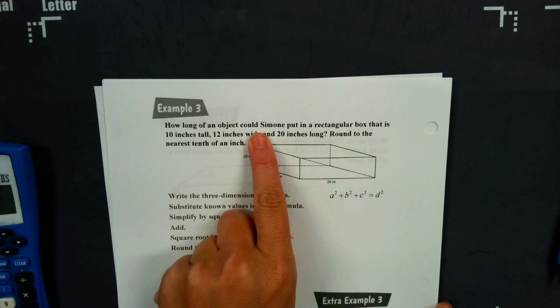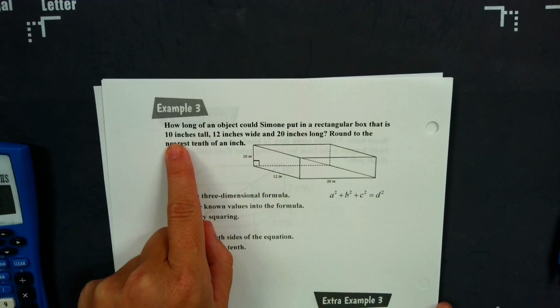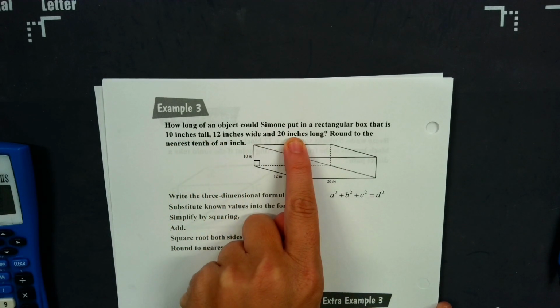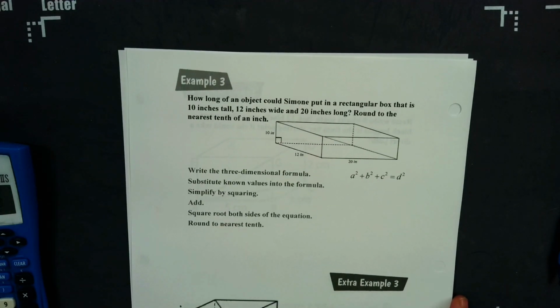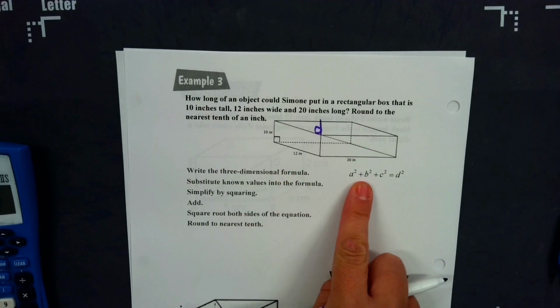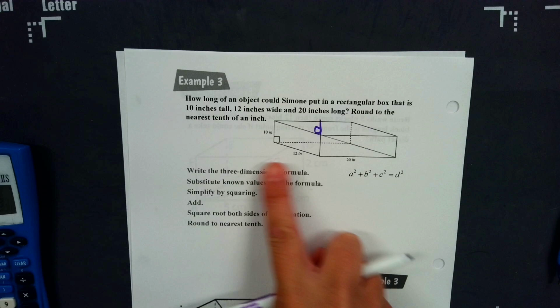How long of an object could Simon put in a rectangular box that is 10 inches tall, 12 inches wide, and 20 inches long, round to the nearest tenth of an inch? Okay, so I'm trying to find that diagonal line of D. Does A, B, or C matter? Do I need to put 10 in for A, 12 in for B? Does that matter?